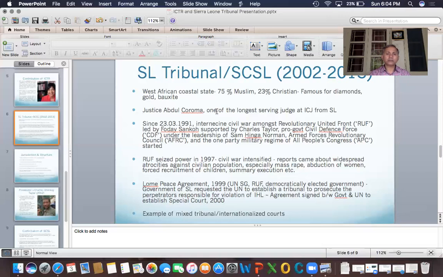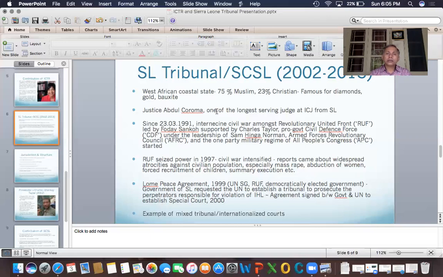And then a peace agreement was signed in 1999 between the United Nations Secretary General, the RUF, and the democratically elected government. Thereafter, after this Lomé peace agreement was signed in 1999, the government of Sierra Leone requested the United Nations to establish a tribunal to prosecute the perpetrators responsible for violations of international humanitarian law. Ultimately, in 2000, an agreement was signed between the government of Sierra Leone and the United Nations to establish a special court in Sierra Leone. This special court was created in 2001, and it started working in 2002.